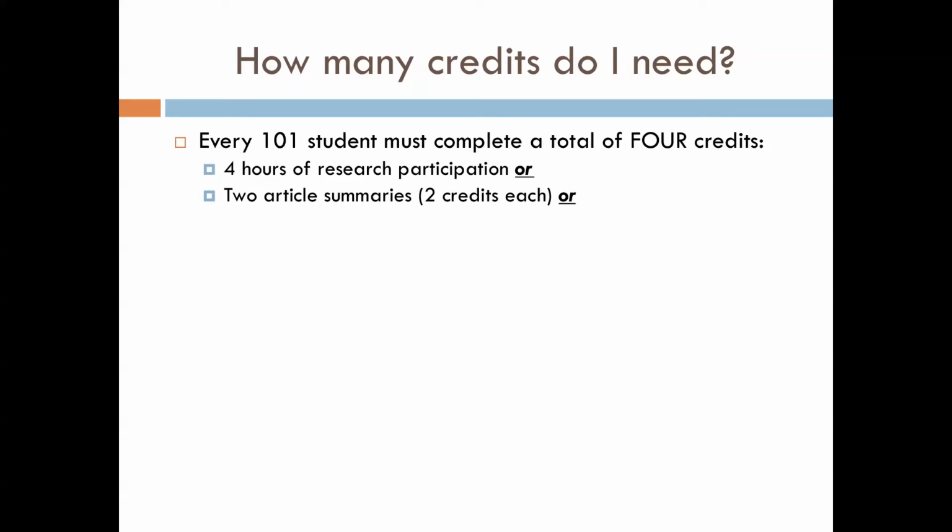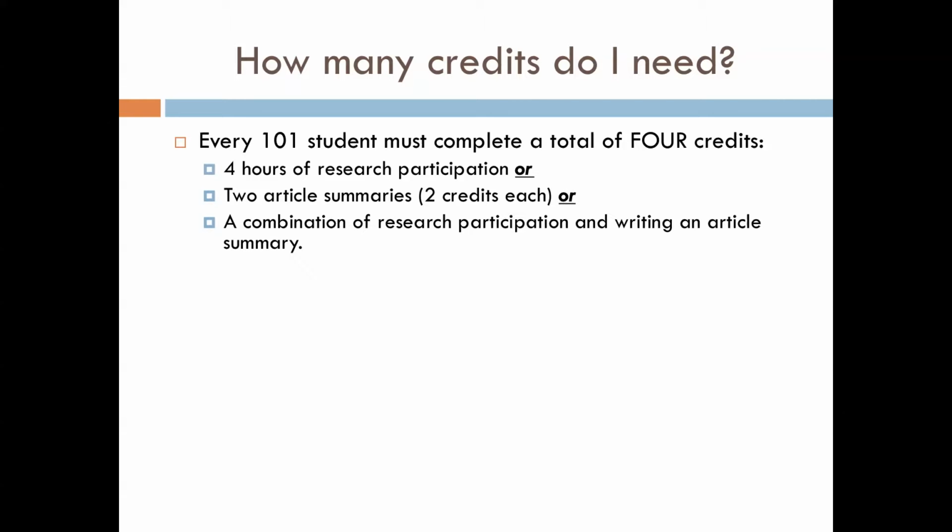Second, you can complete 2 article summaries for 2 credits each. Or third, you can do a combination of both, in which you would fulfill 2 hours of research participation and 1 article summary worth 2 credits.